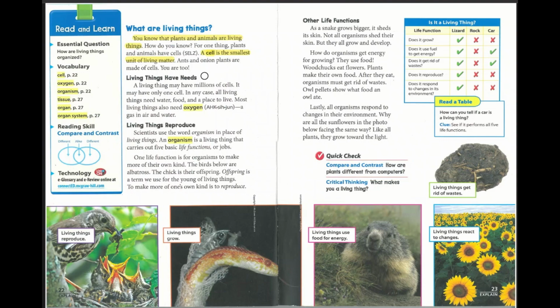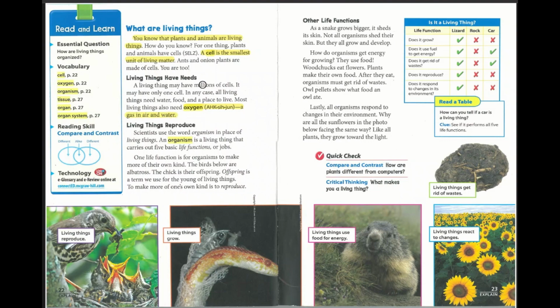A living thing may have millions of cells. It may have only one cell. In any case, all living things need water, food, and a place to live. Most living things also need oxygen, a gas in air and water. So here we have another definition. So I'm going to highlight that right away.